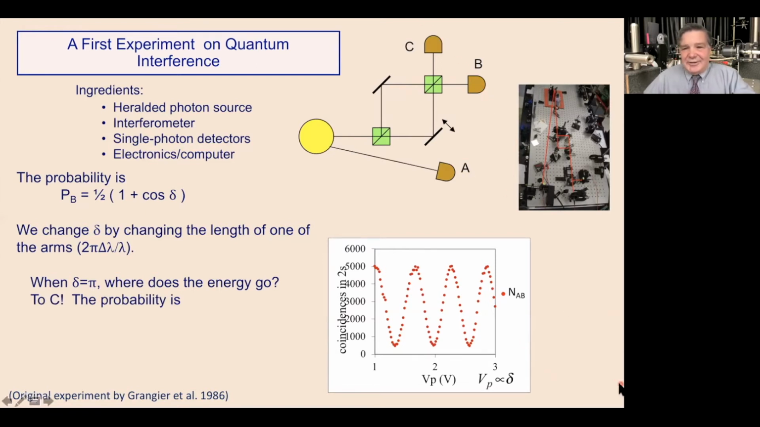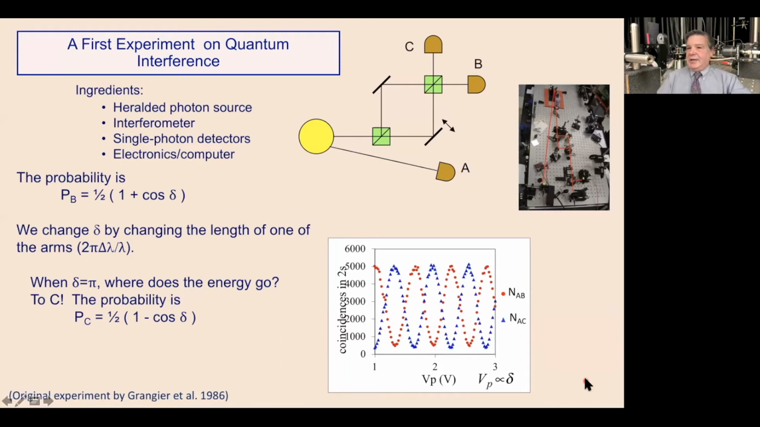Energy is conserved, so the light has to go somewhere. And if you calculate with all the quantum algebra what the probability of going to C is, you get 1 minus the probability of going to B. And of course, if you sum the two probabilities, you get 1. So nothing is lost. And then we take the data, and you see that the fringes are complementary, of course, because the total probability has to be equal to 1.